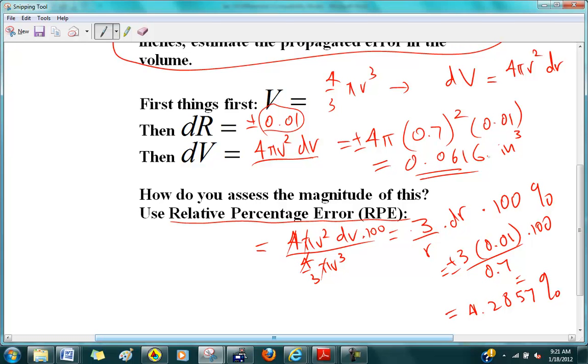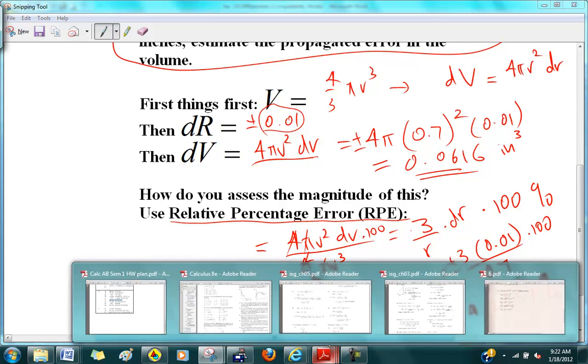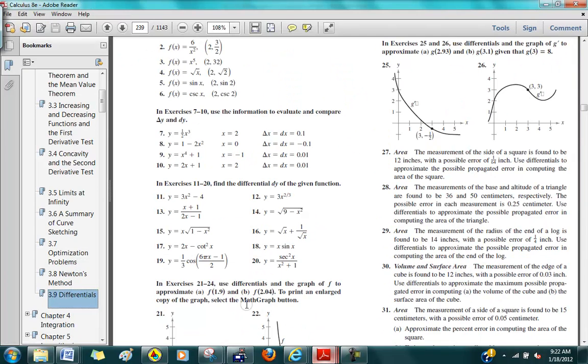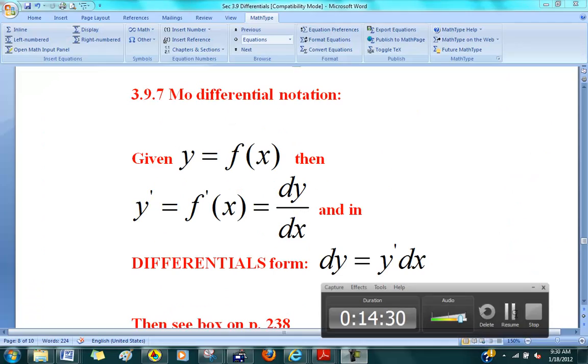If you've understood this, I want you to practice number 28, or do the work on number 28. Then I have one more example to do and then we'll be done. Write this down, please.